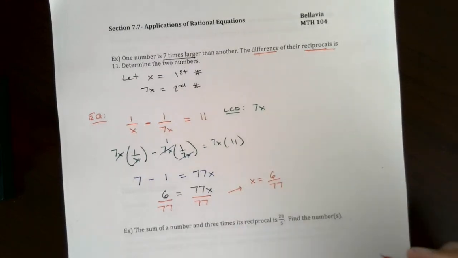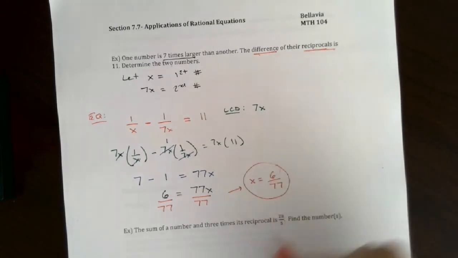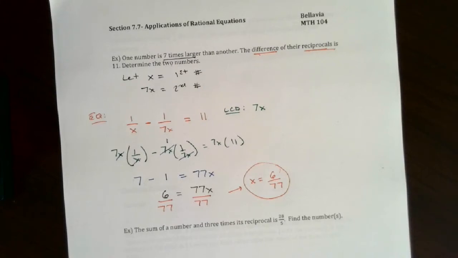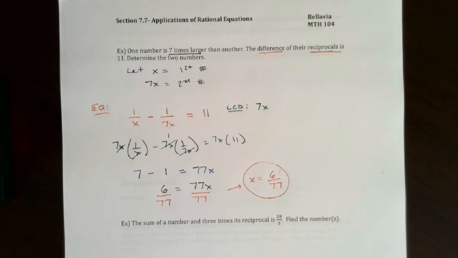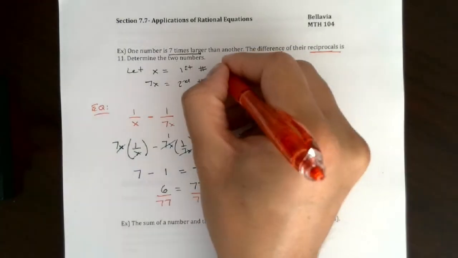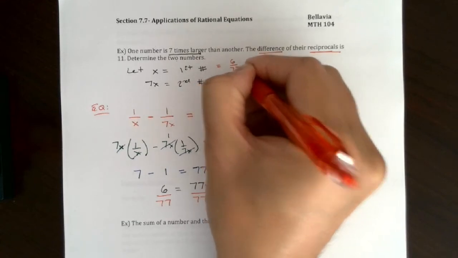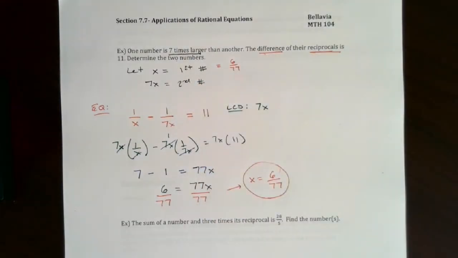Now, if that reduces, you would reduce it. In this case, that does not reduce. So we got x equals 6 over 77. Make sure we answer the question. Did we answer the question? Well, we're looking for two numbers. Now in this case, we found x, which is the first number, so we know that this is 6 over 77. What's the second number?